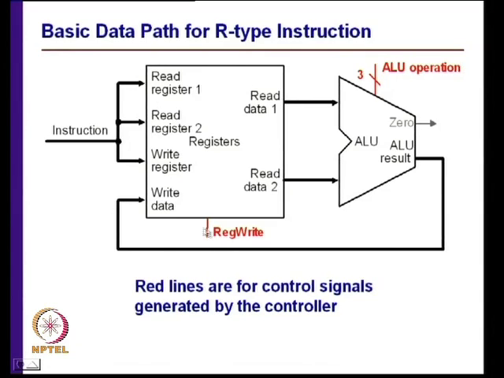And whenever you are doing this, you can see the signals will be generated by the controller. So the controller will generate this register write signal and the ALU operation signal to this ALU. So here you require 3 bits, assuming that the ALU can perform 8 different operations: addition, subtraction, multiplication, and so on. And so these signals will be generated by the controller. So later on we have to add the controller to make the design of the processor complete. So this is merely the data path.